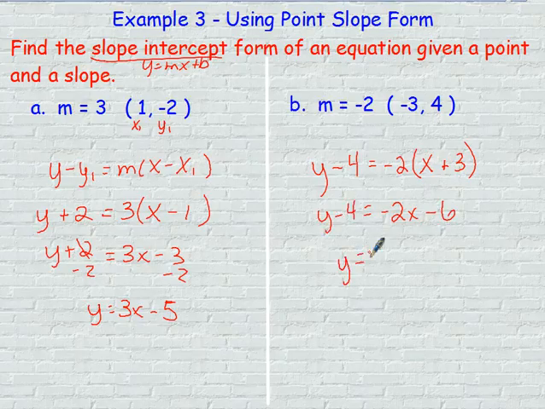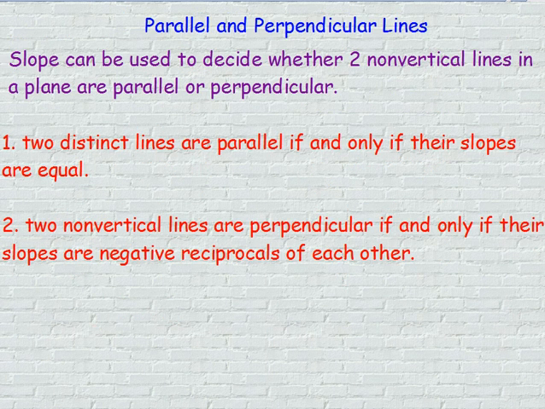My last step then: add 4, so I get y equals negative 2x minus 2. When you add 4 to negative 6, it becomes negative 2. Very simple. Any questions so far? Okay, let's get to the fun stuff. Talk about parallel and perpendicular lines. So you already took the definitions.